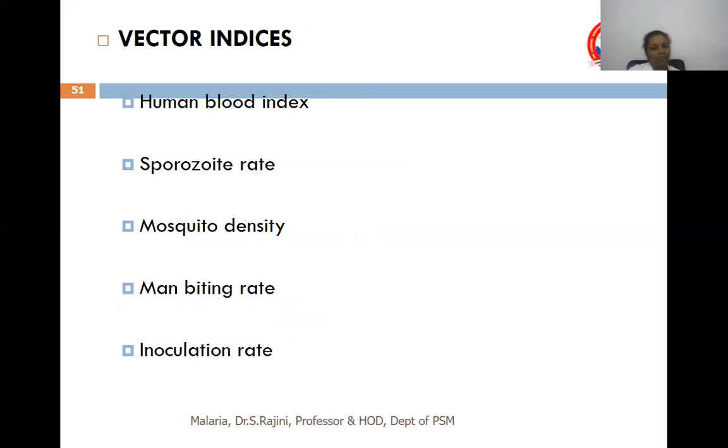Vector indices: blood index, parasite rate, mosquito density, biting rate. These are the vector density indices.